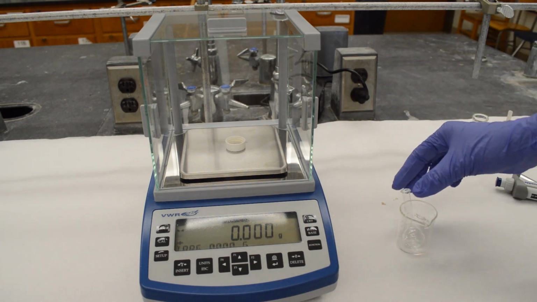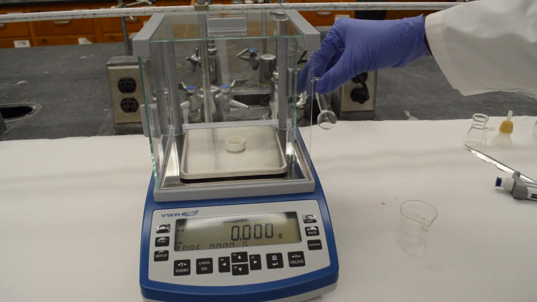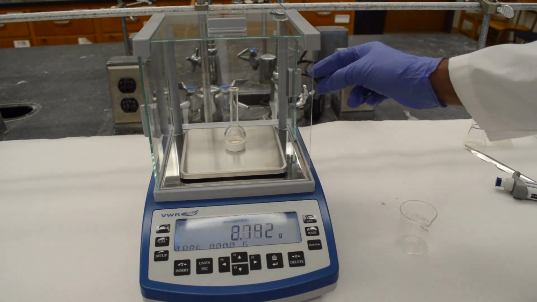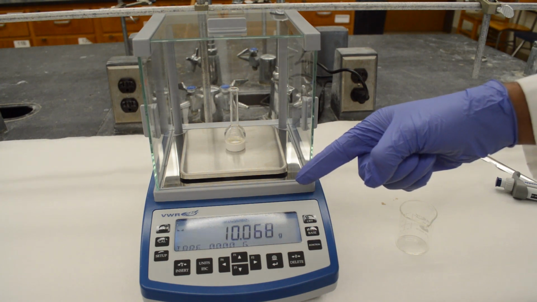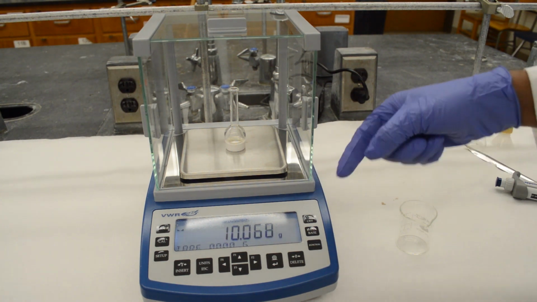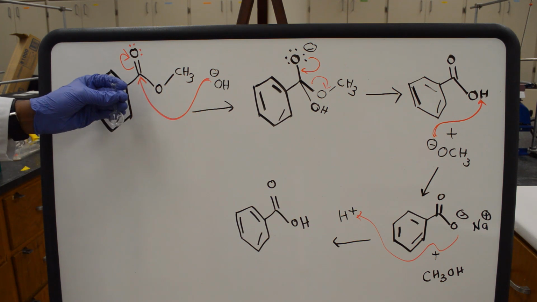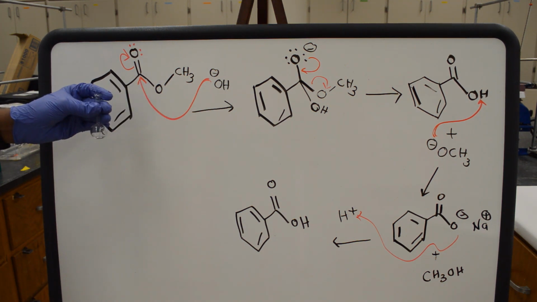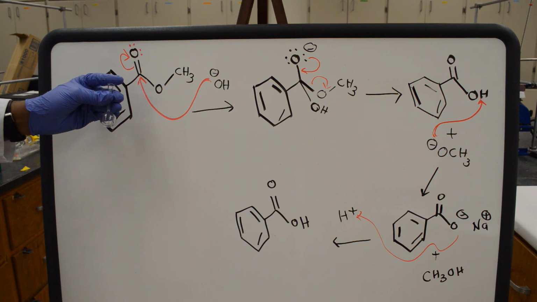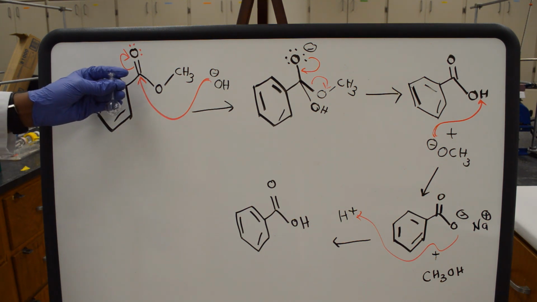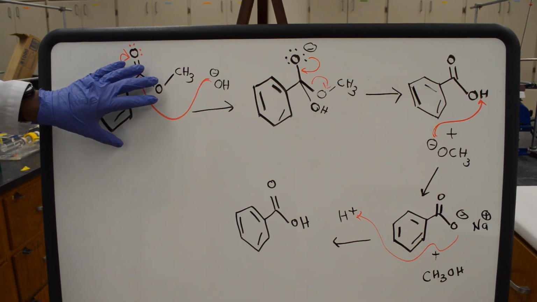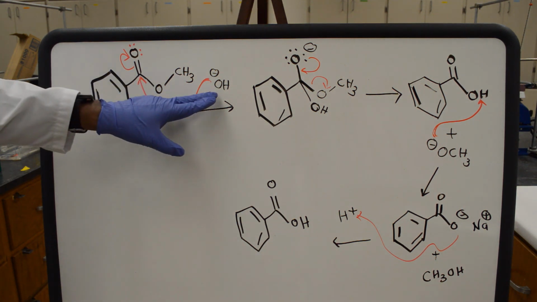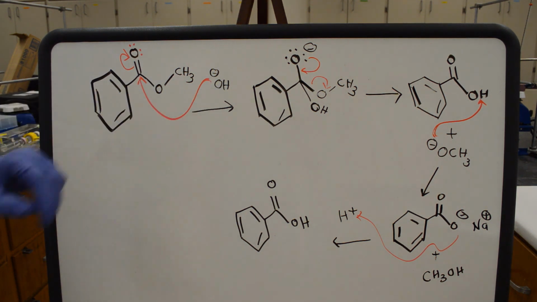Now check the weight of this methyl benzoate and the flask. Yeah, that's the weight of the flask and 0.5 ml methyl benzoate. Here is our 0.5 ml of methyl benzoate, this one. And you know the weight of the methyl benzoate from the scale. From the weight, calculate the number of moles of methyl benzoate, and that is going to be our limiting reactant. We're going to keep the methyl benzoate as a limiting reactant and use the excess of sodium hydroxide.